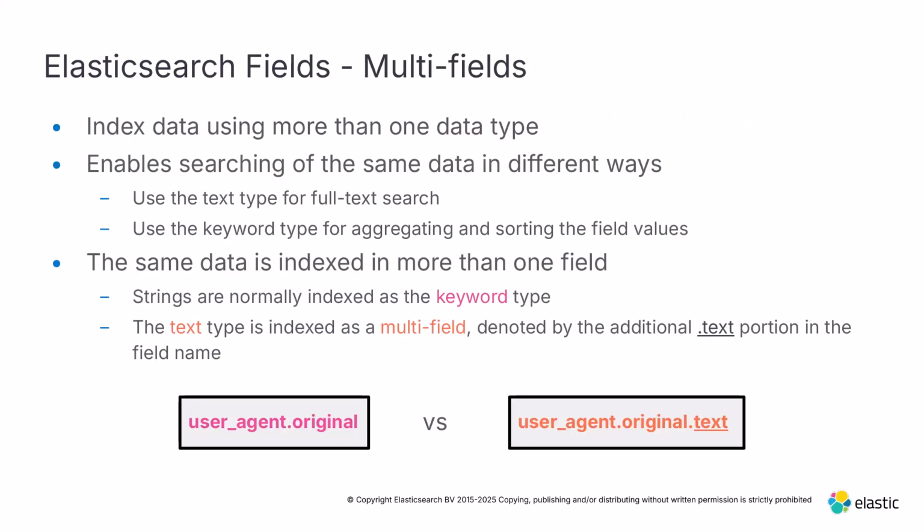We can have the best of both worlds using multi-fields, and this is where we can index strings as both text and keyword type. This gives us the ability to search the same data in different ways. With text type, we can use full text search, and the text fields are going to be analyzed and broken down into individual terms. Then again, you're going to use a keyword for an exact match, and then you can aggregate and sort the field values. Now strings are normally indexed as a keyword type by default, and then the text type is going to be indexed as a multi-field, and you can see the addition of this .text after the field name.